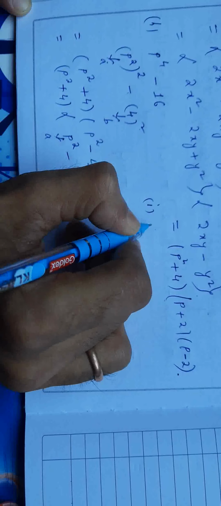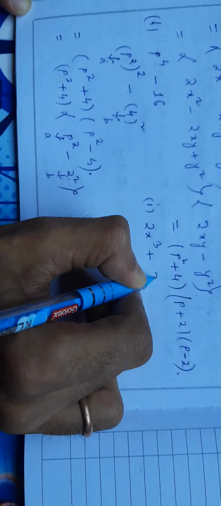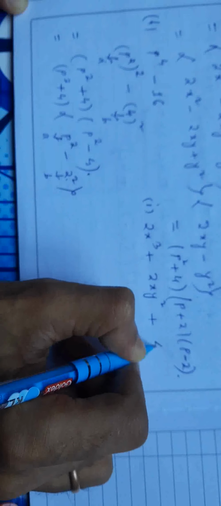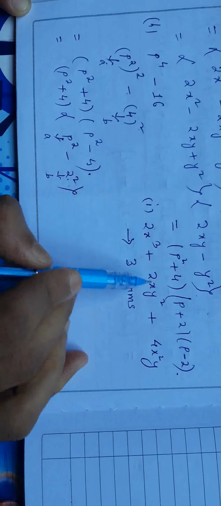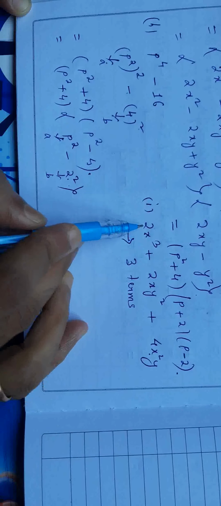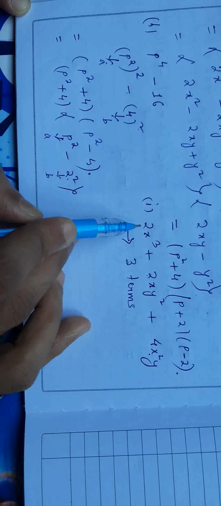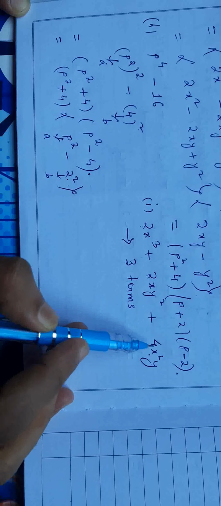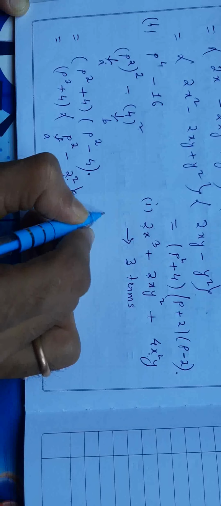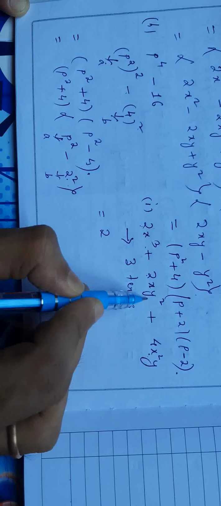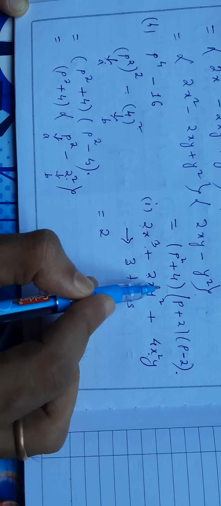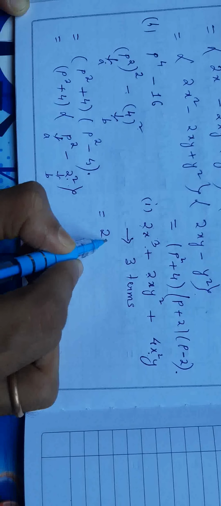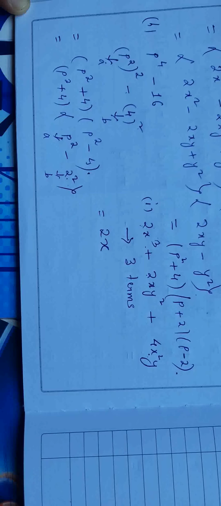Next question is 2x cube plus 2xy square plus 4x square y. Here you can see the number of terms are 3. Out of these 3 terms, we find here 2 is common to all the 3 terms, right? Here 2, here 2, and here 4, means 2 into 2 is 4. So 2 is common in all the 3 terms, so we can take 2 common from the 3 terms. Next, here it is x cube, here it is x, and here it is x square. So the lowest power variable is x here. So x can be taken common.